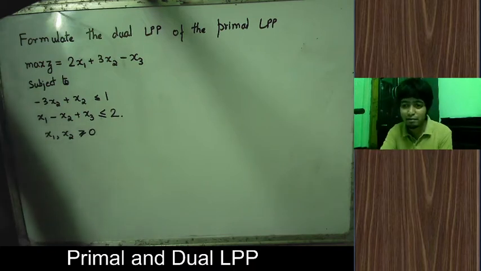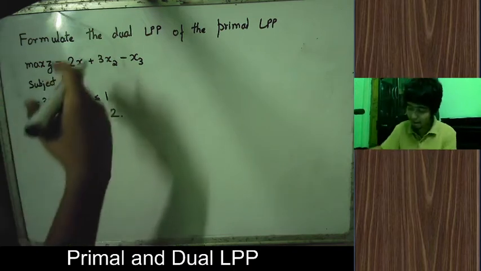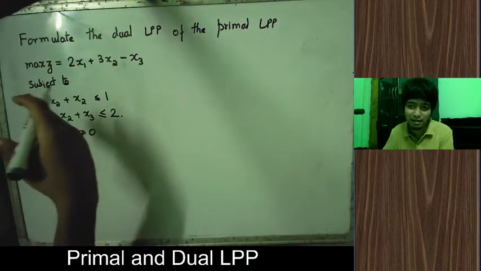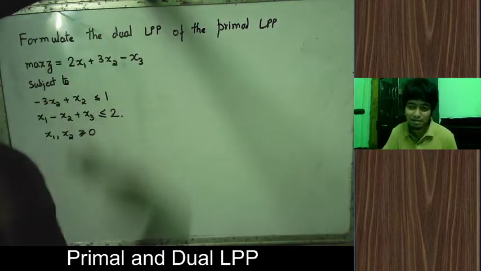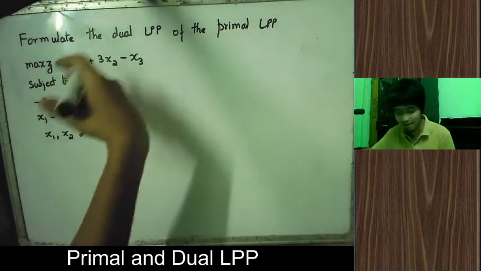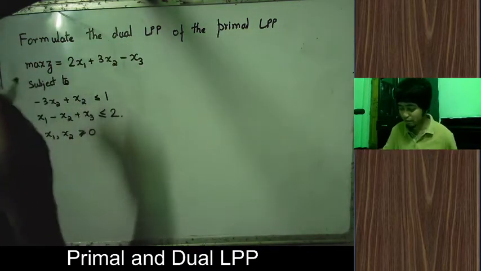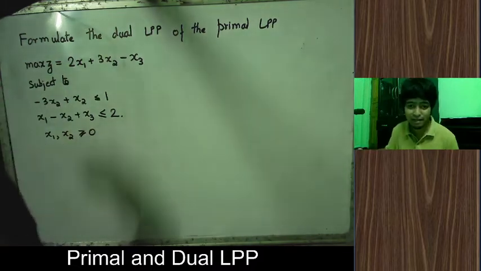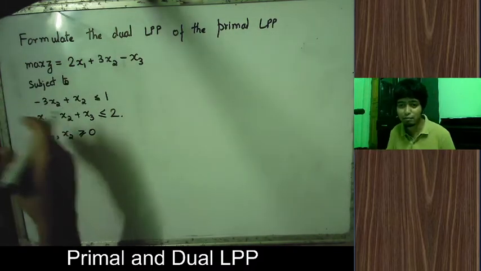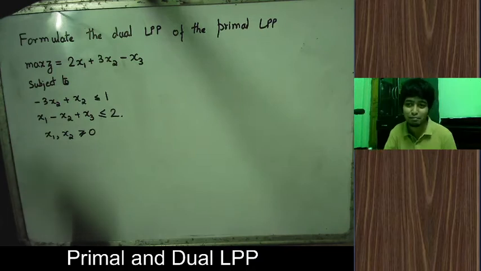So if you have to do this, you just take a look at this example. It is very easy. I will give the general steps in the notes, but let us take a look at this example. So if we have to find the dual LPP, why exactly do we need to find the dual LPP?